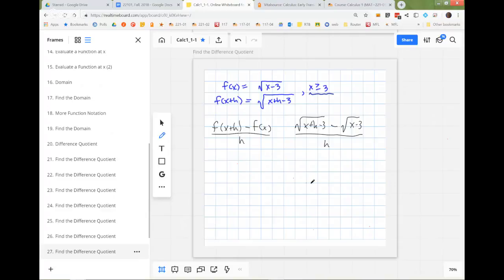Remember conjugates? I want to multiply top and bottom by the conjugate of the top. What's the conjugate of the square root of x plus h minus 3 minus the square root of x minus 3? The same thing, only with a plus. That's called a conjugate. And of course, if you do it on the top, you simply must do it on the bottom. So in effect, we just multiplied everything by 1.